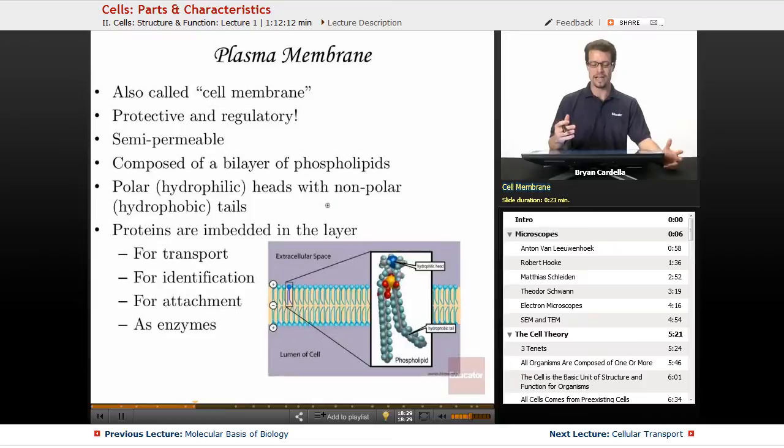First one, let's start on the outside. The plasma membrane, also called the cell membrane, is the rim of every cell. The exception is if the cell has a cell wall, which would be on the outside, superficial to this plasma membrane. But every single cell on Earth has a plasma membrane, and it's made up of the same basic components. It is protective and regulatory. It's kind of like a fence, that outer border, unless it has a cell wall.